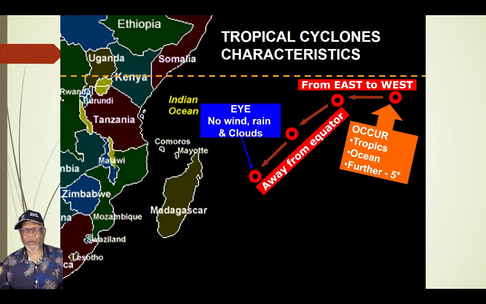And now we're looking at the condition of the eye of a tropical cyclone. There is no wind in the eye of the tropical cyclone. There is no rain in the eye of a tropical cyclone. And there are also no clouds. So obviously, without clouds, you will not get rain.